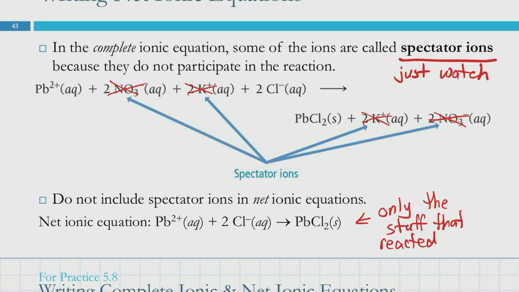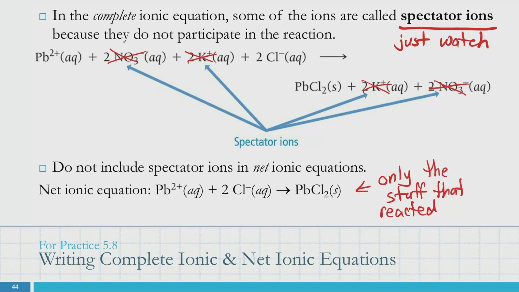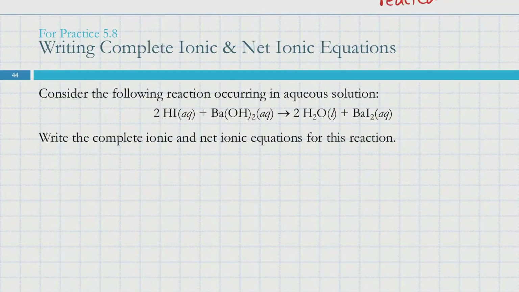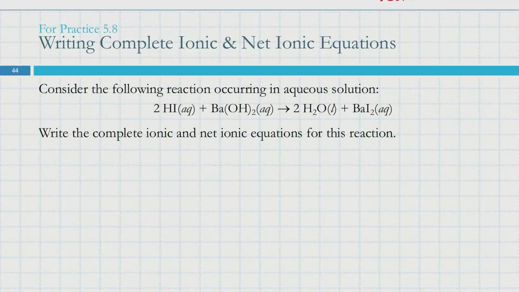The other way you could do this, instead of removing spectator ions, you could just say, I'm only going to write the stuff that turned into a solid at the end. That would also be valid. Okay, and we'll do one example. Consider the following reaction occurring in aqueous solution. We want to write the complete ionic equation and the net ionic equation for this reaction.